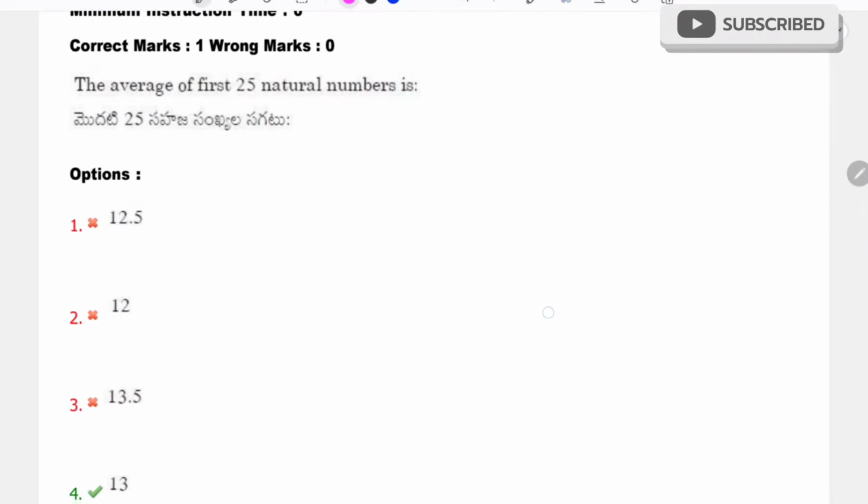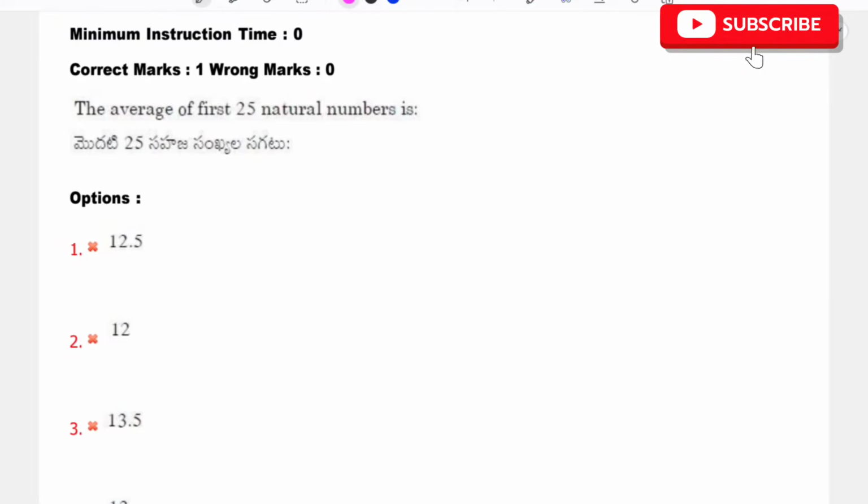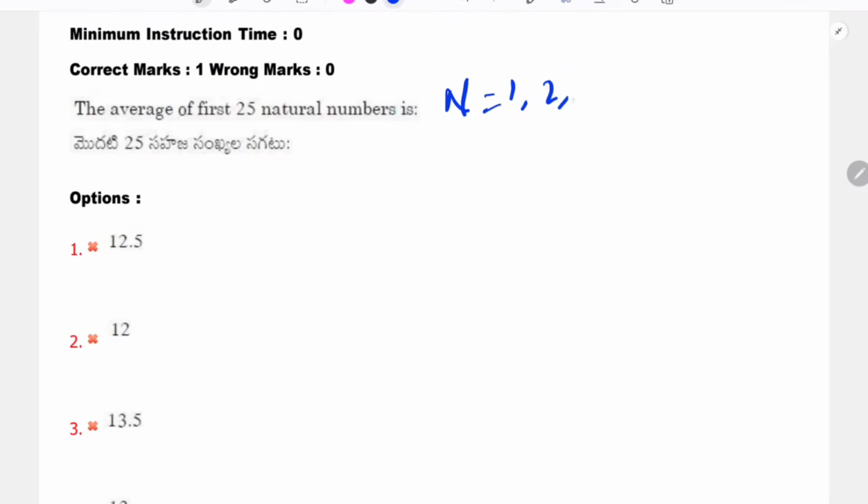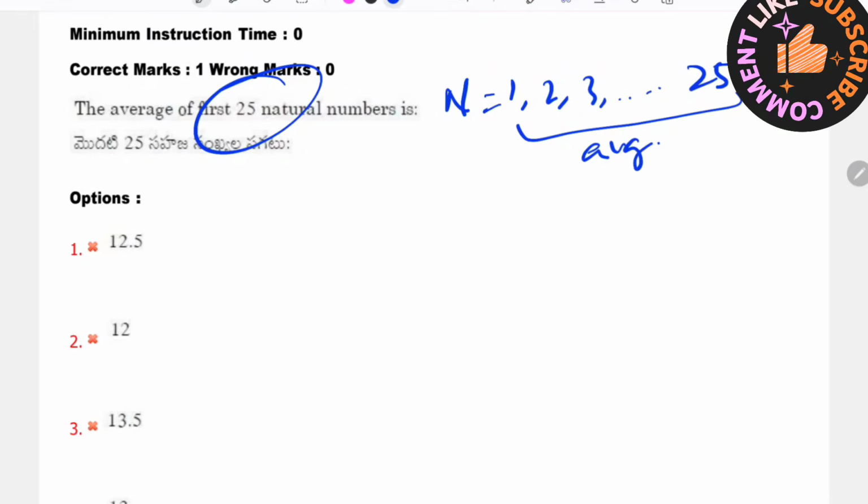The average of the first 25 natural numbers. So those who are not familiar, what are natural numbers? Natural numbers means 1, 2, 3 and so on. But it is given up to 25. Up to 25 we have to find what? Average. That is mean. Right? We have to find the average.